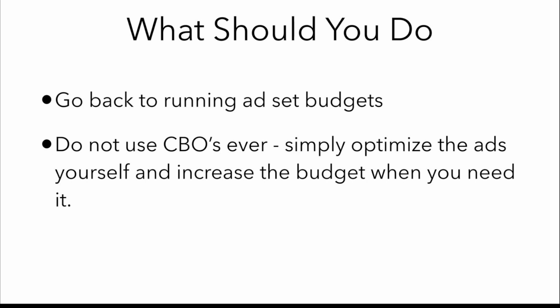Simply optimize the ad yourself and increase the budgets when you need it. So guys, just use vertical scaling techniques like duplicating and increasing the budget, simply pausing the ad and increasing the budget, or whatever vertical scaling strategy you want to use, totally up to you. Most of them are bro science anyway. So just go back to the old school ways. Don't use CBOs until they're mandatory, and stop giving Facebook free money.